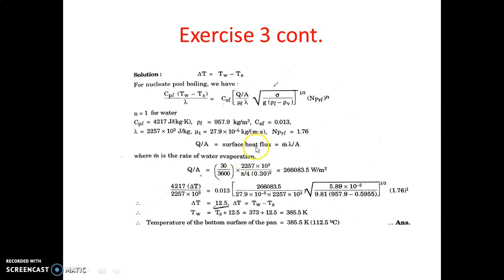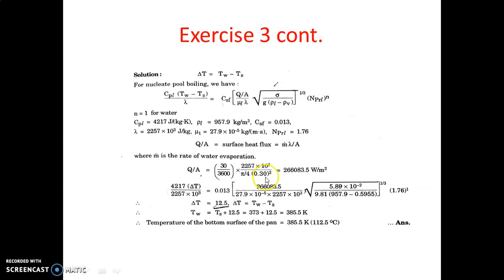So what is the formula for Q? It is m dot lambda, and area we can calculate as pi by 4 d square. Okay, so m dot is 30 kg per hour, so that we have to convert into seconds: 30 divided by 3600. Then again you have to convert that lambda, 2257 multiplied by 10 to the power 3. Then area of that copper pan is given as pi by 4 d square.